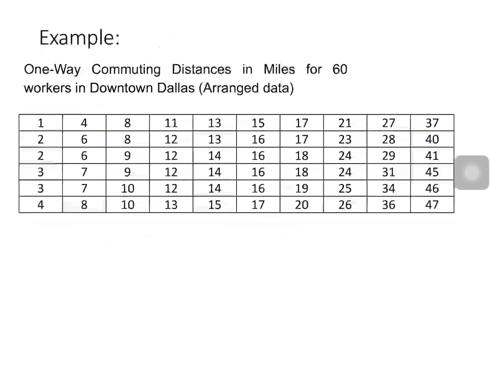So from this data, what is our mode? That is the most frequent value. We have here 12 and 16. So we have there two modes, 12 and 16, and that is called bimodal.